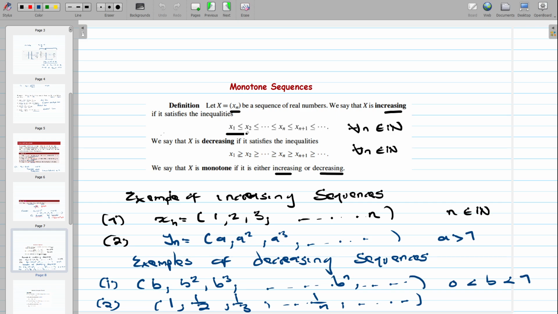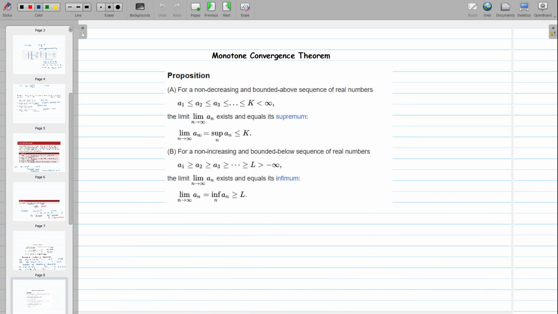So this sequence is non-decreasing. To simplify things, we are just in this first situation here, but maybe we might change the sign here to a less than. For this type of sequence, the limit is going to exist, and the limit is going to be the supremum.